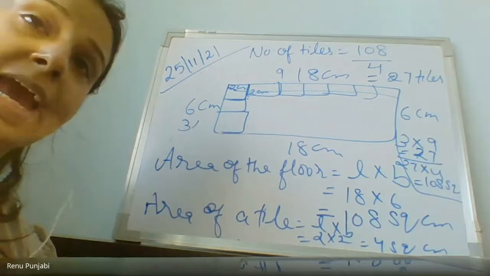No centimeter, no square will come. 24 tiles. 24 tiles. You calculated?